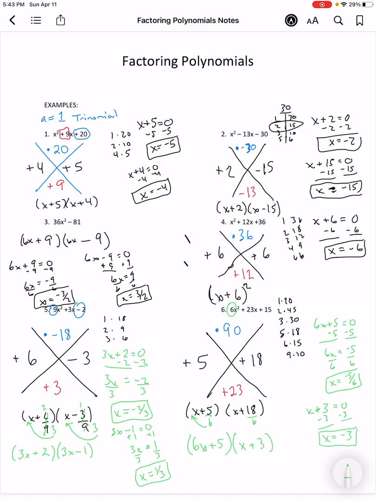So again, that's how we factor. And then the second step I showed you on each one was just how to find the zeros in case those were trinomials that we're trying to find the solution or the roots or the zeros to those.